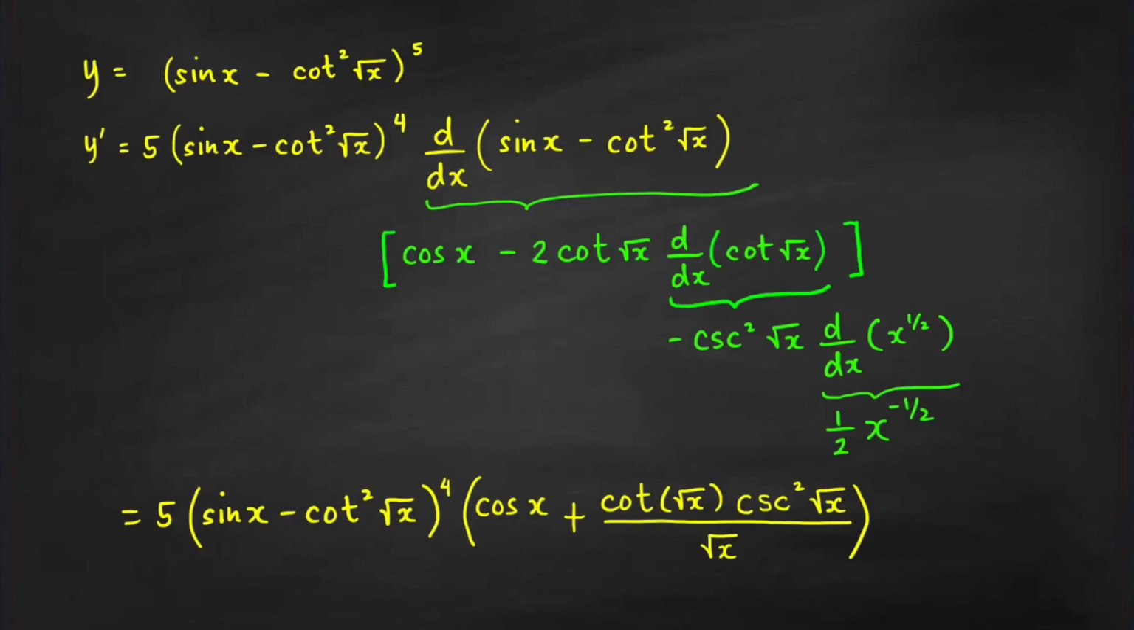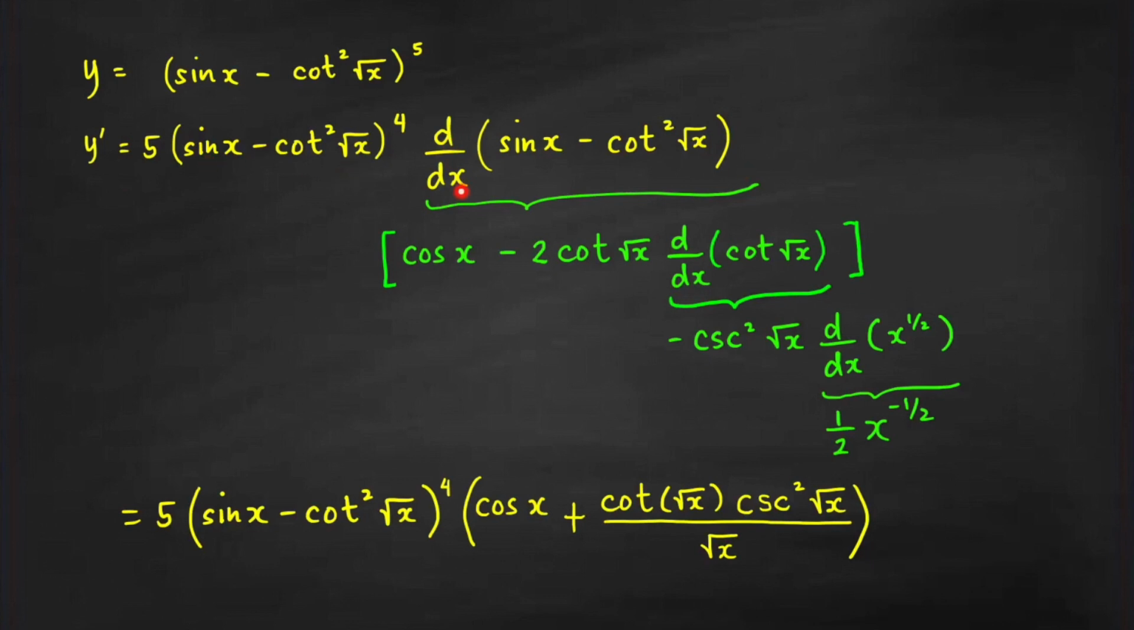Next problem, so let's find the derivative of this y, which is equal to this difference raised to 5. So it is clear that we have to use the power rule with the chain rule. So when we take the derivative of both sides with respect to x, we bring down the power, subtract 1 from the power, times the derivative of the base with respect to x.